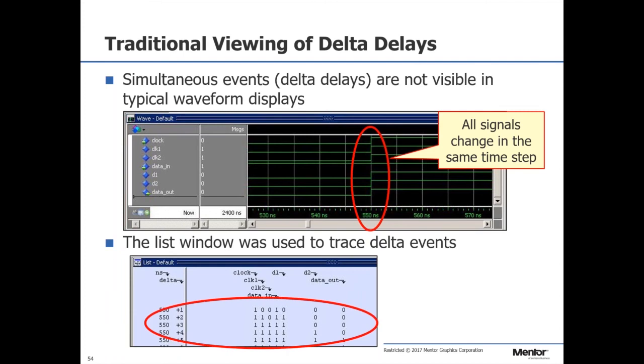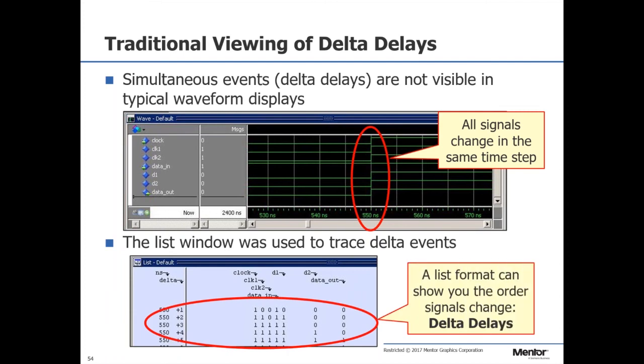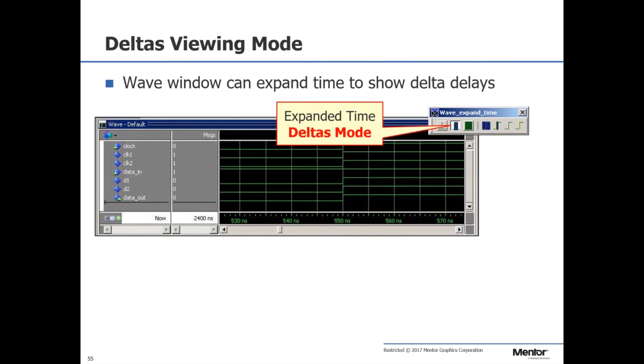And it used to be that you have to use this thing called the list window. And the list window would show the events, and it would show the delta times and all this stuff. And it was really hard to interpret what was going on in this list. So a few years ago, we basically added that delta debugging to the wave window. And so now what happens is I'm going to expand into the delta time. I'm going to expand around the active cursor.